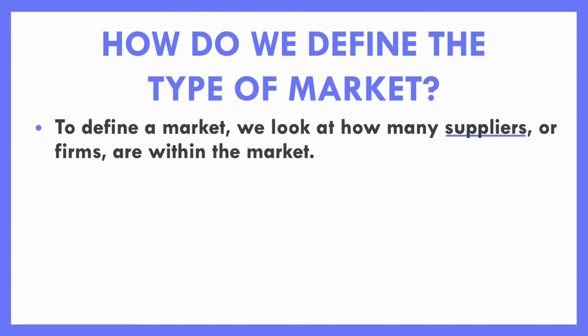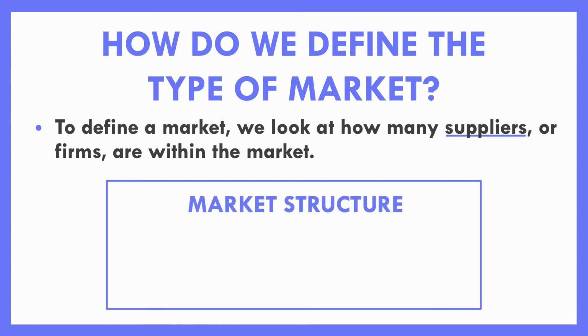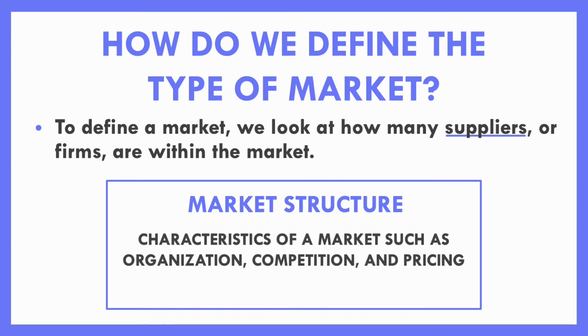So we already talked about this one. With a monopoly, you guys know that, you say there's only one business there. But what about when there's more than one? How do we categorize those? Well, we break these down into what we call their market structures. Obviously the number of suppliers is one of those characteristics, but we look at a lot of other characteristics of these markets, such as how they organize, how they compete with one another, and how they price against one another, those types of things.